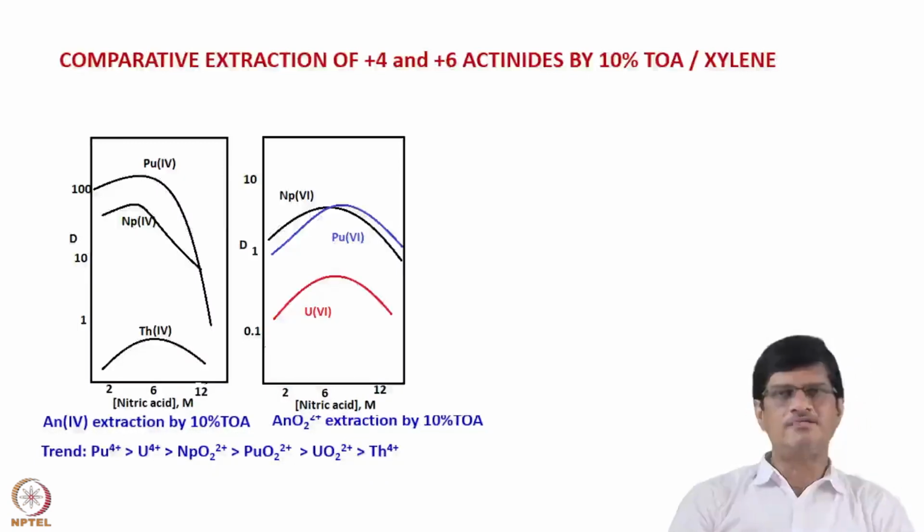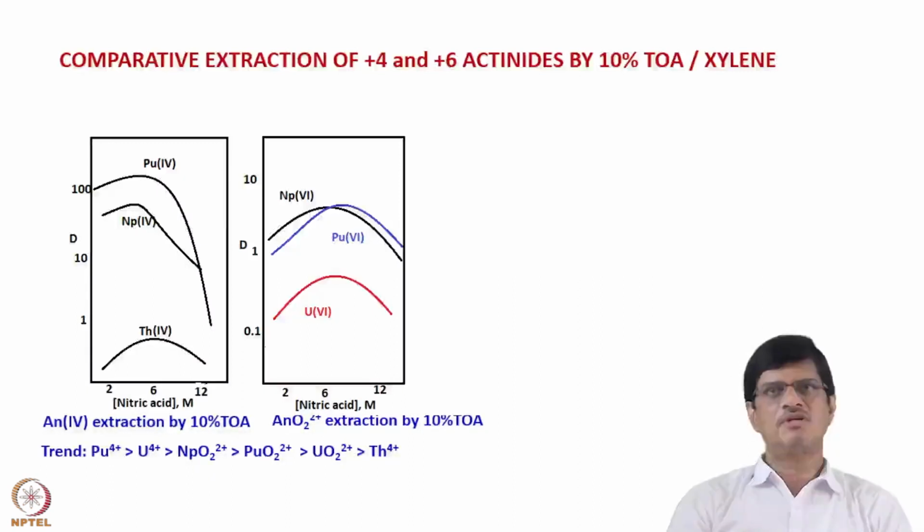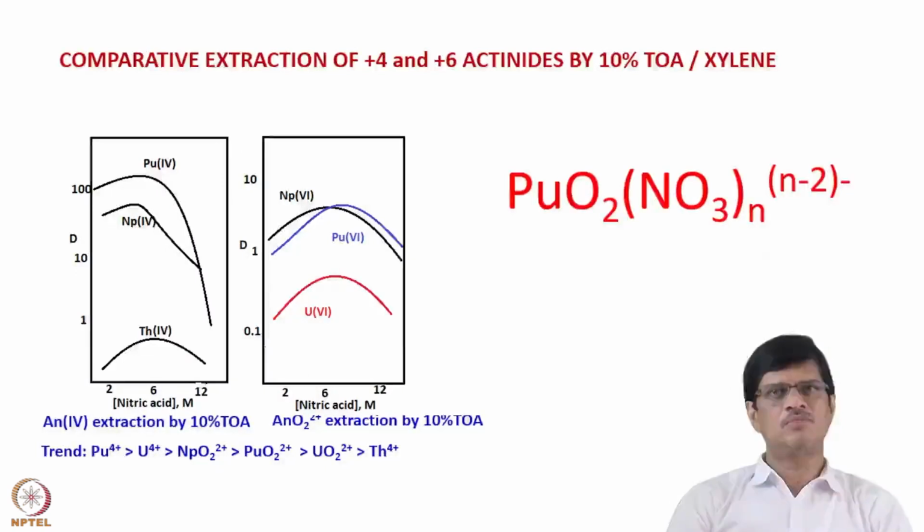These extraction profiles are shown here, and the uranium 4 profile is not very clearly shown. But in the right hand side figure, we show the uranium 6, neptunium 6 as well as plutonium 6 extraction profiles as a function of the nitric acid concentration. You see that with increasing nitric acid concentration, the extraction increases and then subsequently it falls down. That is because of the competition between the nitrate ion and the anionic complexes of the actinide ions. So these actinyl ions form anionic complexes as I have mentioned.